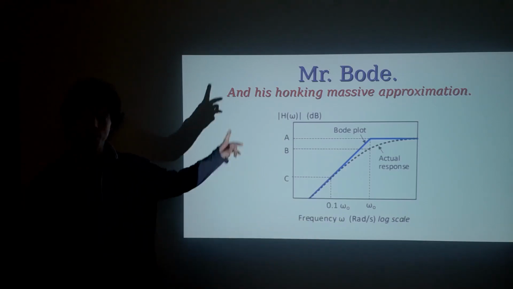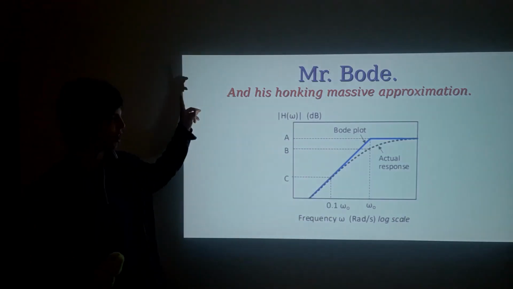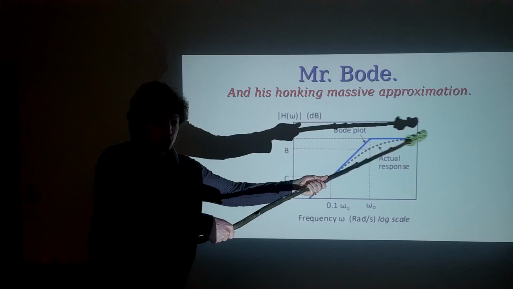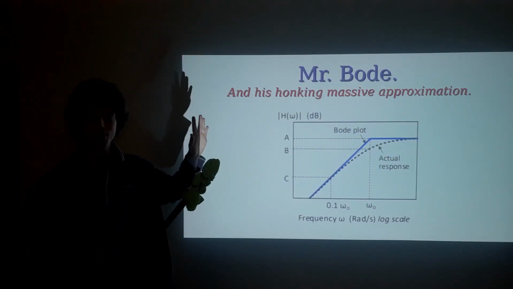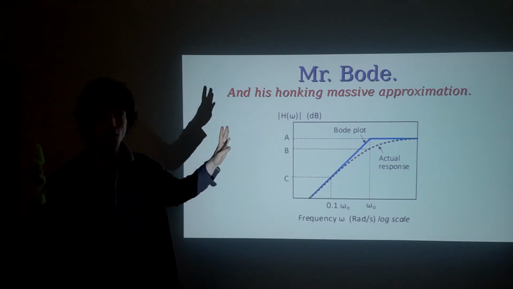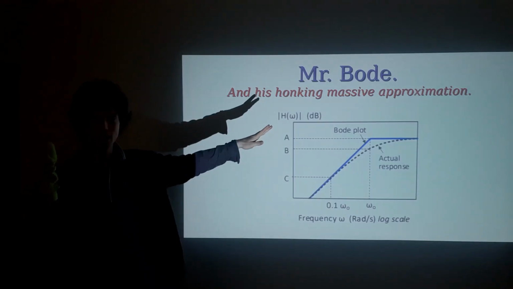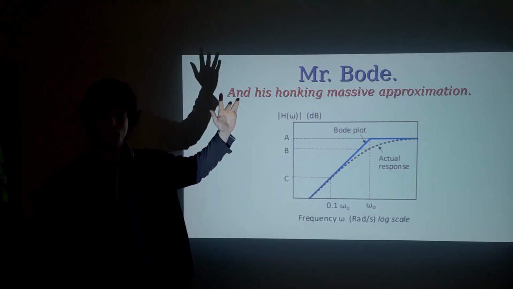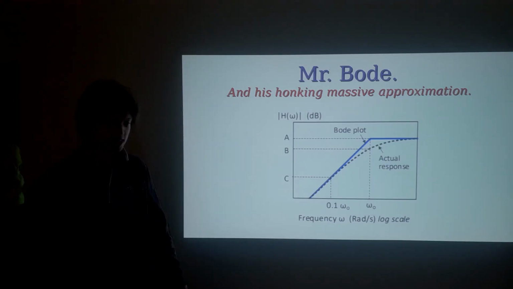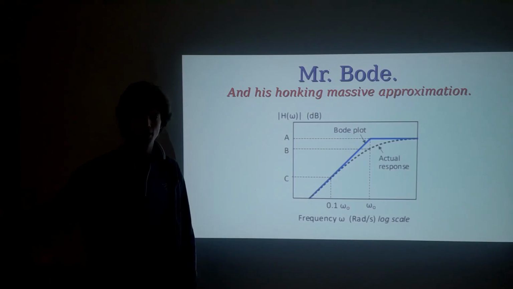What Mr. Bode did was say, look, we've got this frequency response, we've got this transfer function, it's a curvy line, but I, Mr. Bode, do not like curvy lines. Let's just assume it's straight. That's his life's work there. He's gone and said, this curvy line is actually straight. It's a good enough approximation for me. Which is a terrible approximation as far as they go.